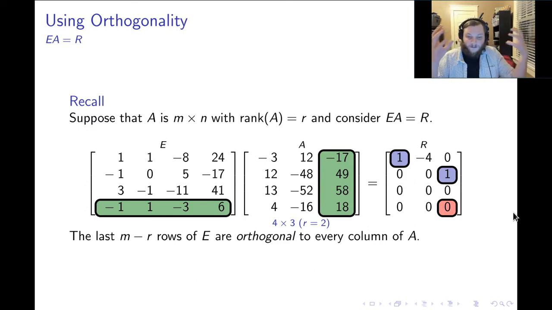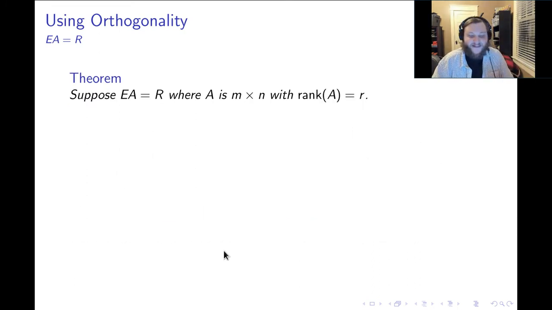Well, what's our new perspective on the 4 fundamental subspaces? Everything orthogonal to the columns of A must live in the orthogonal complement of the column space of A, which is the left null space of A. So what this is saying is that those last m minus r rows of E give us a basis of the left null space. So we can state this as a theorem.